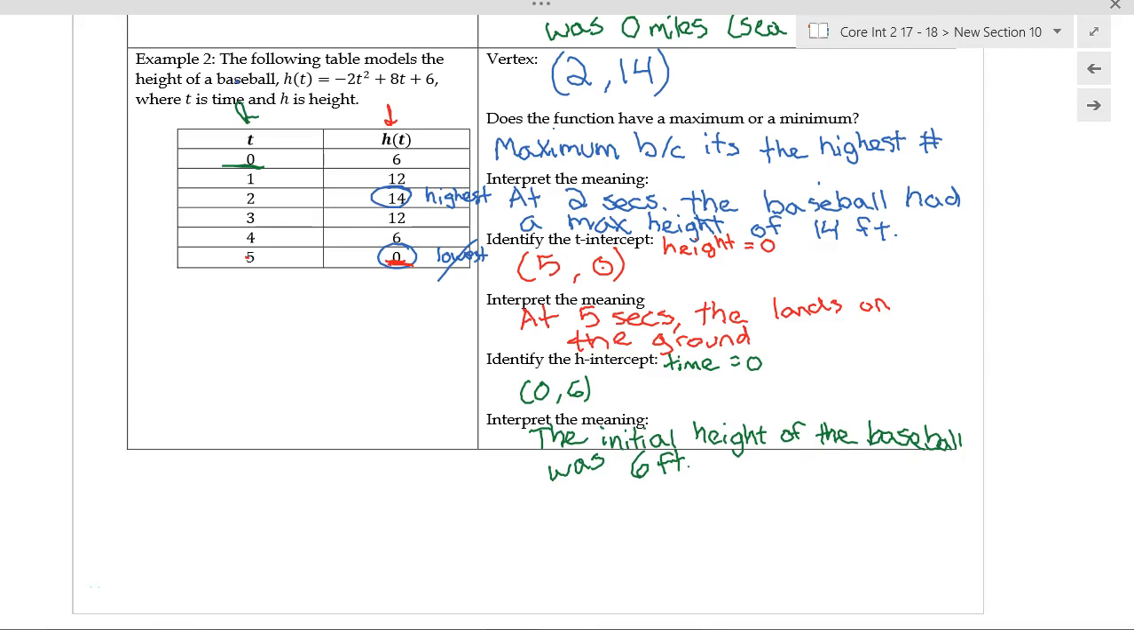All right, that is it for target A. Go ahead and work on the activities.